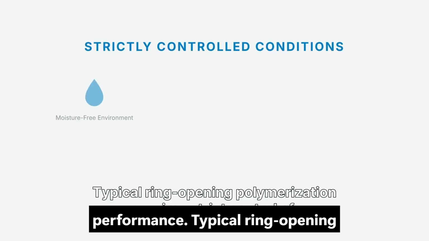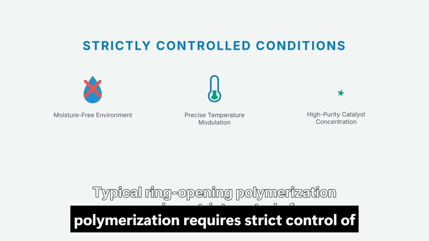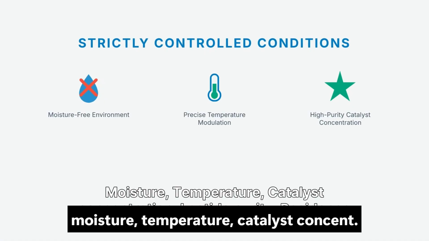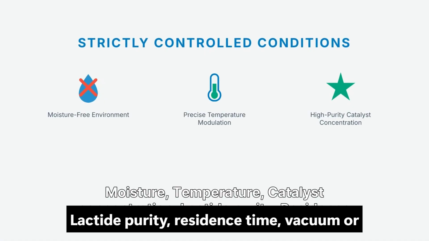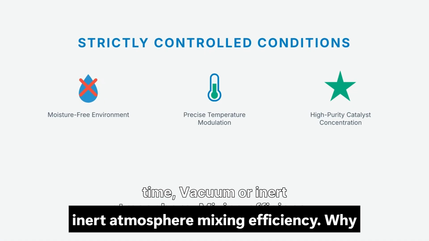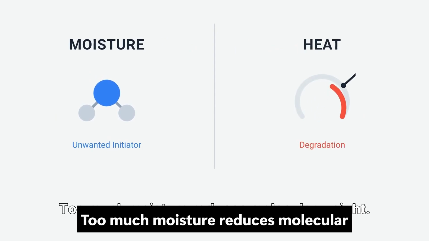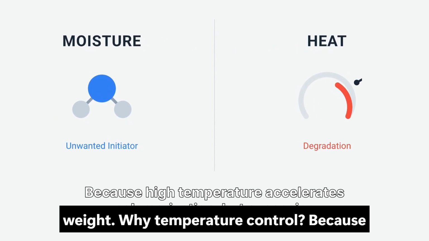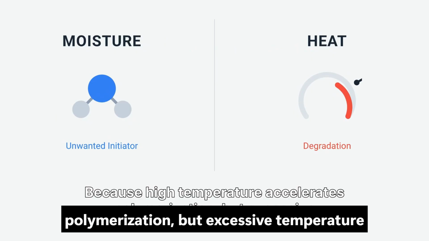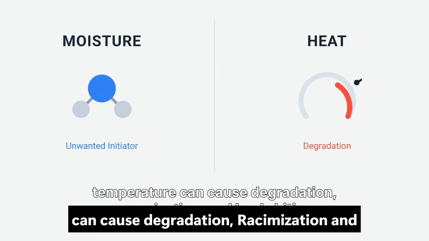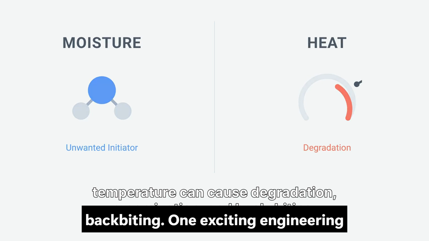Typical ring opening polymerization requires strict control of moisture, temperature, catalyst concentration, lactide purity, residence time, vacuum or inert atmosphere, and mixing efficiency. Why moisture control? Because water acts as an initiator and chain transfer agent. Too much moisture reduces molecular weight. Why temperature control? Because high temperature accelerates polymerization, but excessive temperature can cause degradation, racemization, and backbiting.